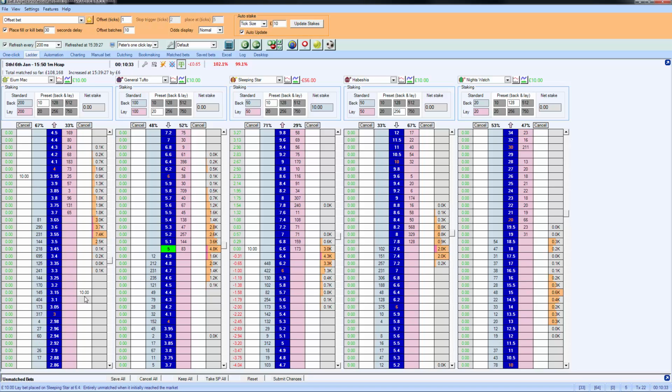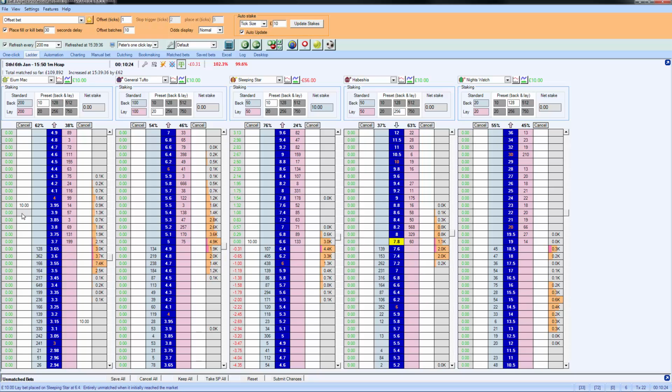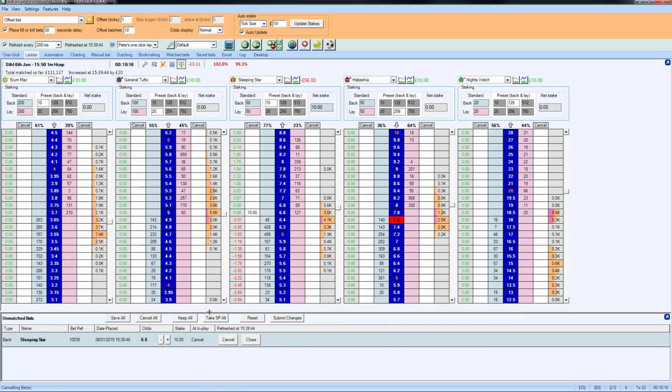If we look over here, you can see we still have two unmatched bets on the favourite. If we bring up the unmatched bet screen here, you can see confirmation of that down there. And to cancel those, if we don't want those, you just click on it, and you can see it disappears. So the only bet that's left in the market for us is this one that we want to get filled at 6.6.